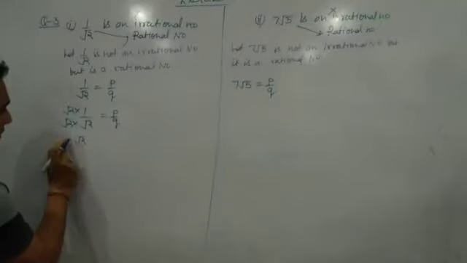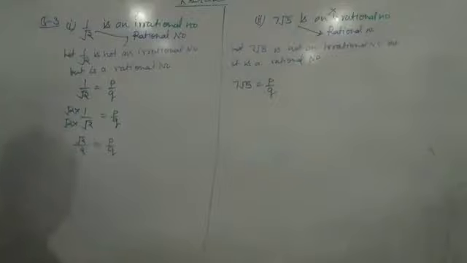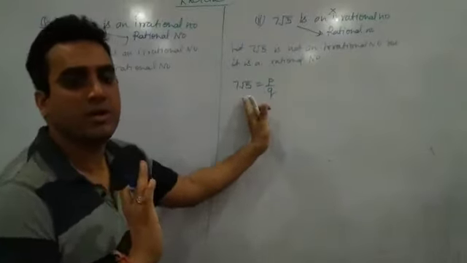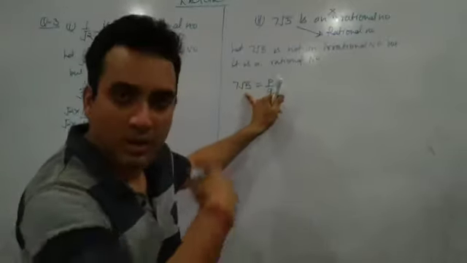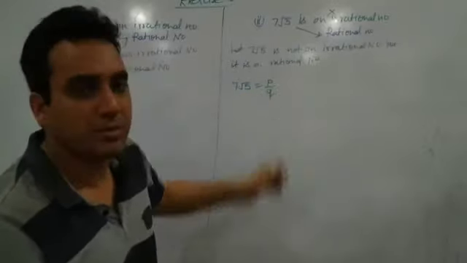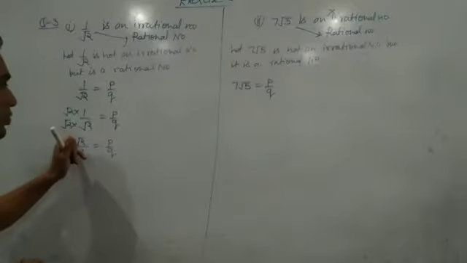What am I going to get? Under root 2 in the numerator, and root 2 into root 2 is 2 in the denominator, equals P upon Q. And on the second part, we need not do anything, because the root is already on the numerator part. Now what will be our next step? We have to separate that root part.